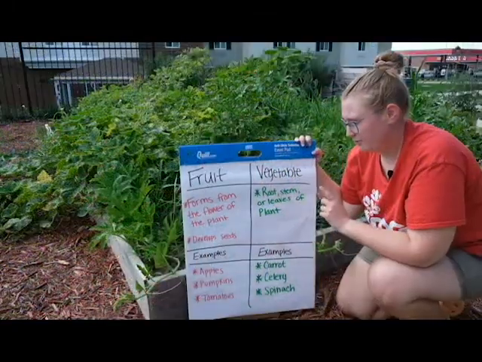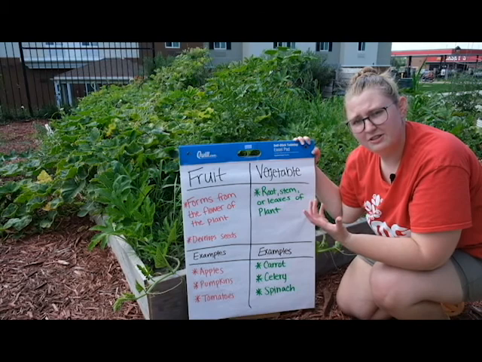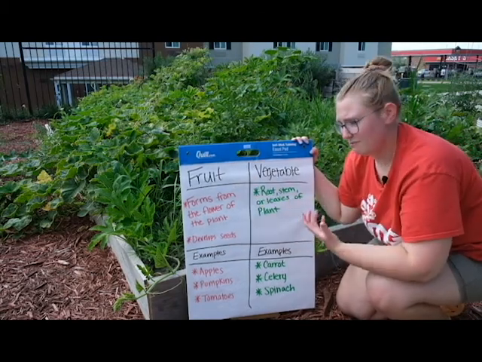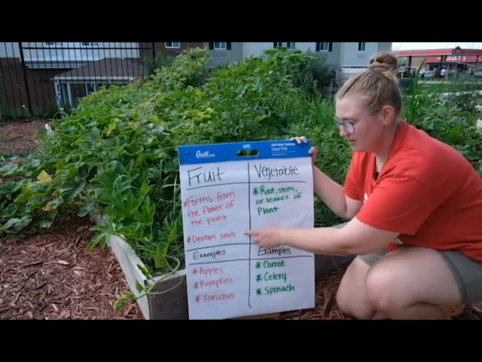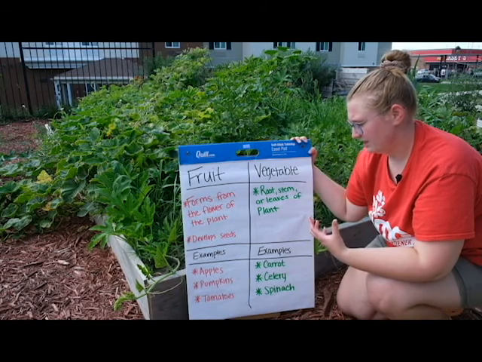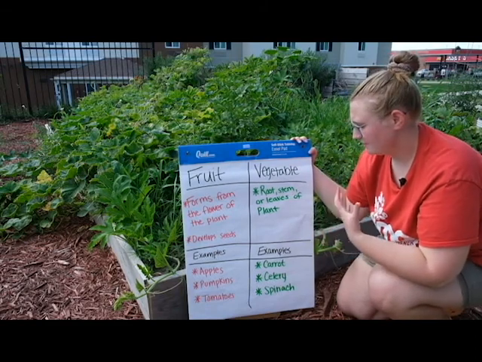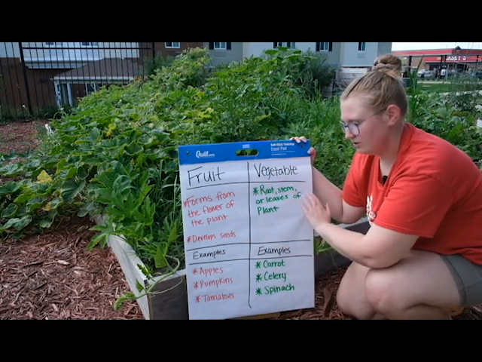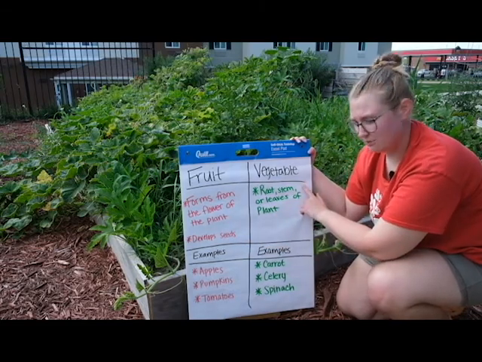Talking about the difference between fruits and vegetables, we have to think about the different parts of the plant. So a fruit is actually going to be forming from the flower of the plant, and it's going to develop seeds within it. A vegetable is going to be the other parts of the plant, like your roots, stems, or the leaves of the plant. So for a fruit, we don't typically eat the roots, stems, or leaves, but that is what a vegetable is.